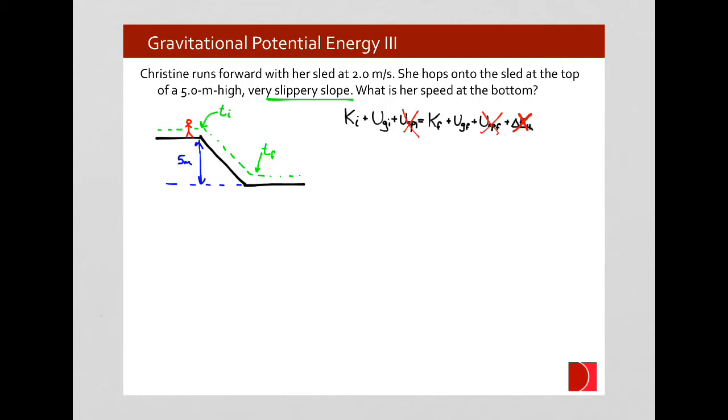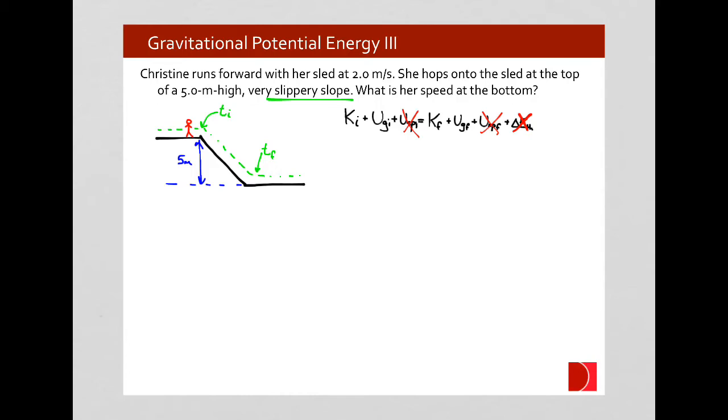But we do know that she is moving. She's moving at the top, and we want to know how much she's moving at the bottom, so we need kinetic energy. We know she's moving up and down, so we need to consider gravitational potential energy. If we're going to consider gravitational potential energy, we need a reference point, a reference height.